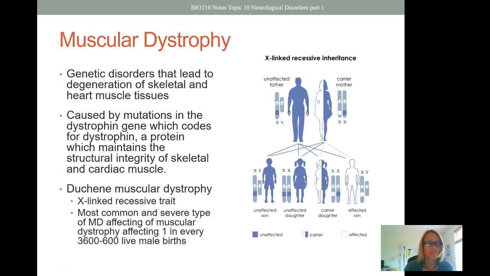Muscular dystrophy is a type of myopathy. It is a genetic disorder that leads to degeneration of both skeletal and cardiac muscle. It's caused by mutations in the dystrophin gene, which codes for dystrophin, a protein that maintains structural integrity of both skeletal and cardiac muscle. The most common of the muscular dystrophies is Duchenne muscular dystrophy, and this is an X-linked recessive trait. So girls will not get it, but boys have a 1 in 4 chance of getting it if they have a carrier mother and an unaffected father. It is the most common and severe type of muscular dystrophy.